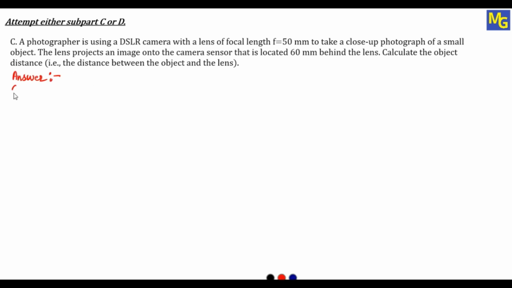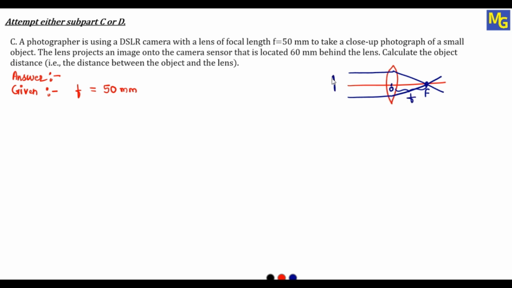As I told you, first we will write the given values. Given, focal length is 50 mm. Now we have to think whether it should be taken positive or negative, because signs are very important in the case of reflection and refraction. According to the sign convention rules, this is our convex lens and this is the principal axis. The rays which are coming hit the lens and refract like this, and this is called the focus. This is the optical center, and this distance is called the focal length.